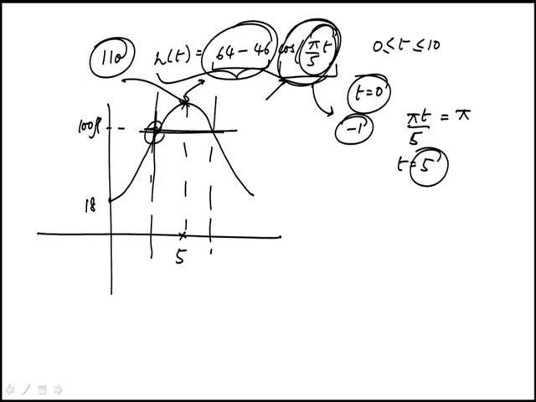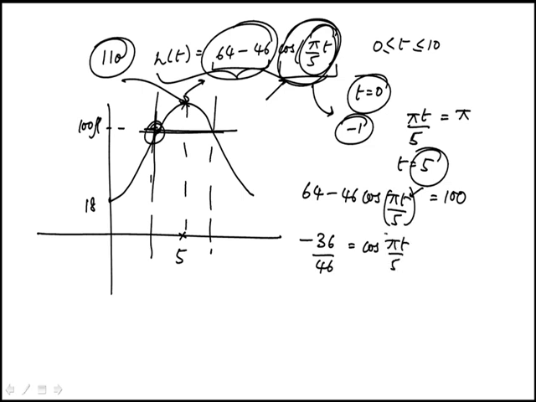Now we need to find this point here. What we can do is equate this to 100 and solve for the value of t. So this is going to give us minus 36 over 46 equals cosine of pi t over 5. I'm going to compute this. Just make sure you keep everything in radians. So 36 divided by 46, that's minus 0.7826.